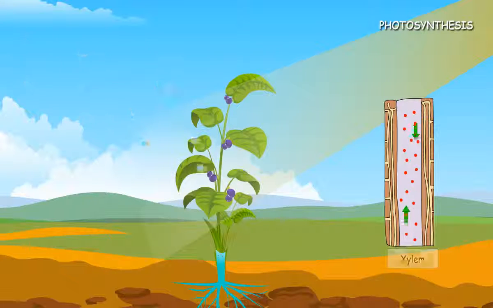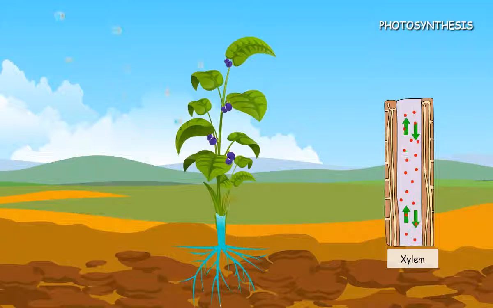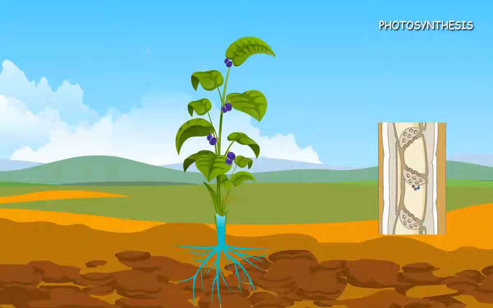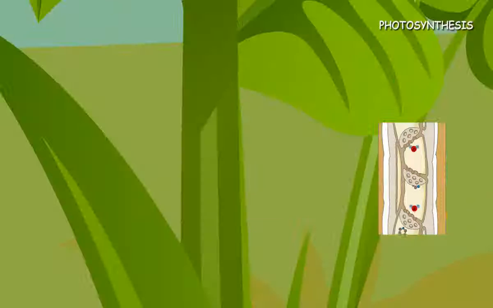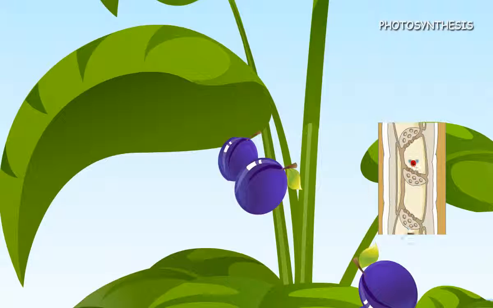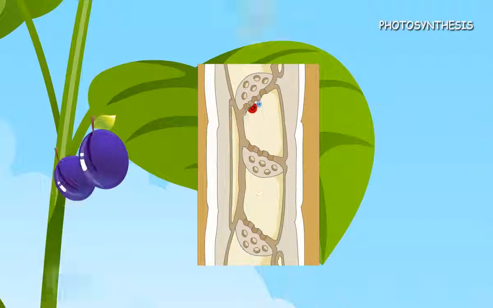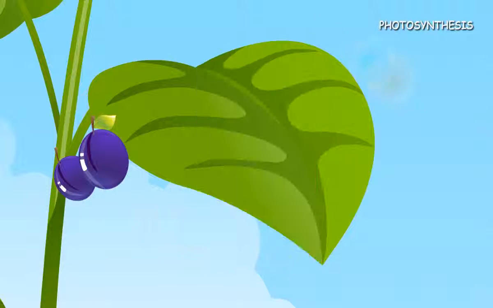Plants have tubes called xylem, located in the stems, through which the water from the ground is sucked into the leaves. The xylem is spread throughout the different parts of the plant, including the stem, branches, and all the way up to the leaves. The xylem transports vital nutrients to the entire plant.